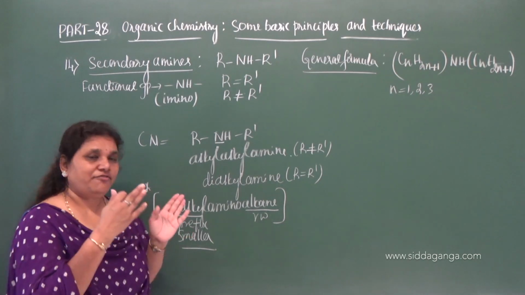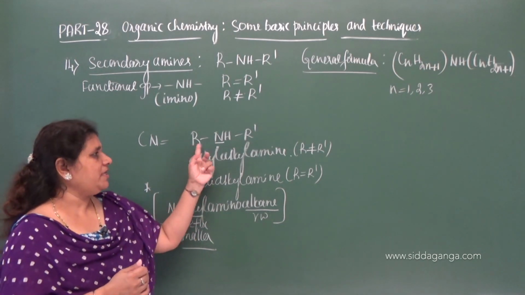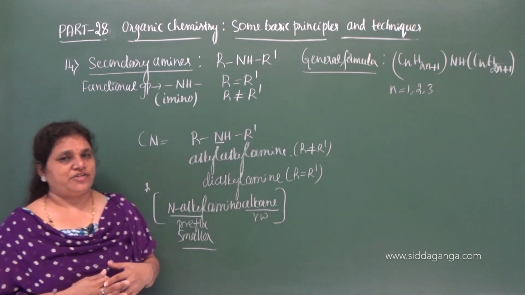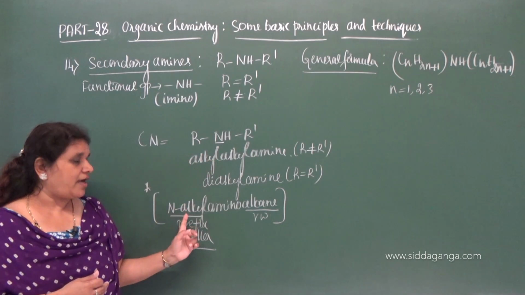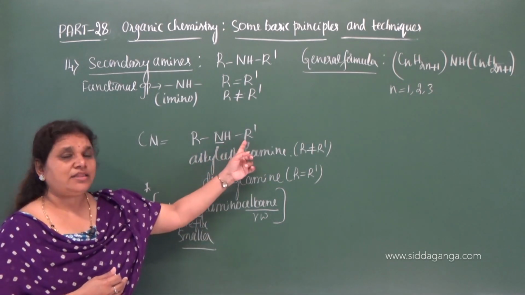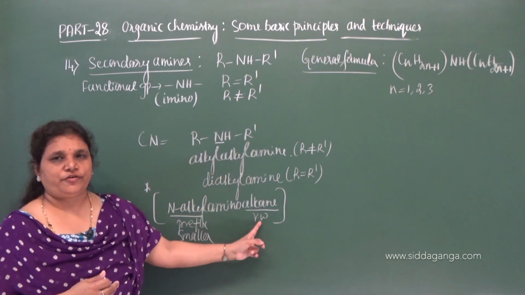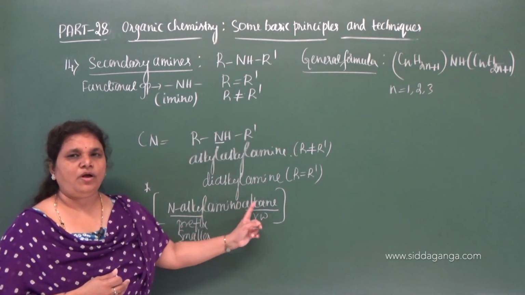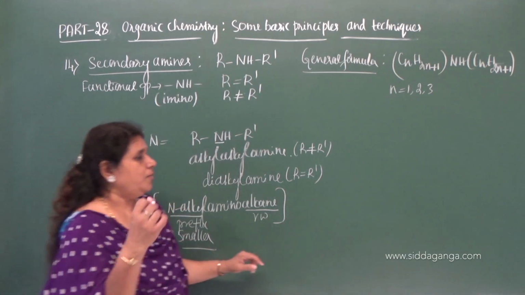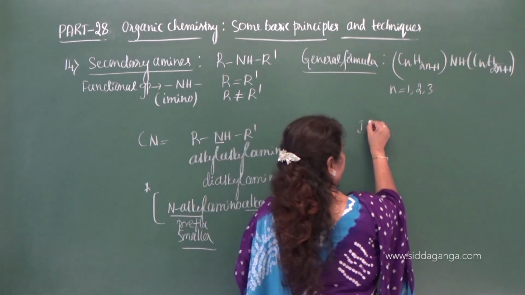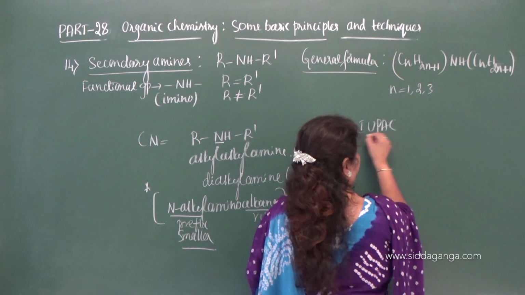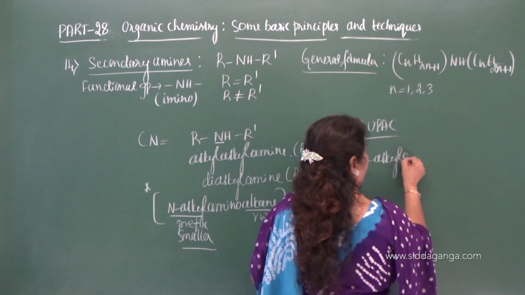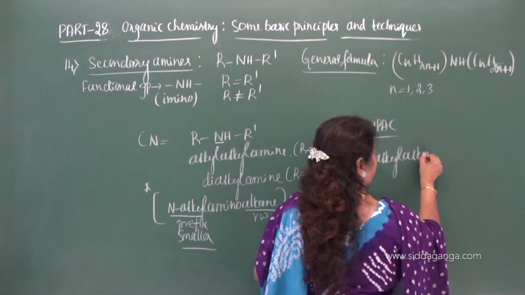So if R is methyl and R dash is ethyl, which are you going to take as a prefix? Definitely methyl. Methyl acts as a prefix and the ethyl group acts as the root word. So you can also write it as N-alkyl amino alkane. Clear? Now move on to the IUPAC name. The IUPAC name is also very simple: N-alkyl alkanamine.